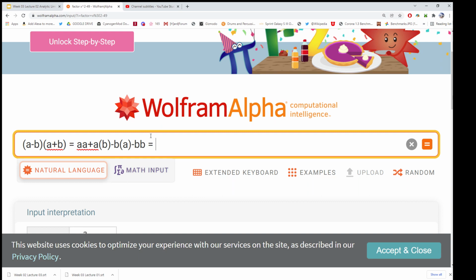And if you actually write out what that would be, a times a is a squared. In the middle, you have plus ab minus ba, but those are the same. So the middle terms cancel. And then you have minus bb, which is b squared. Okay, so that always happens. That always happens. And that's very useful.